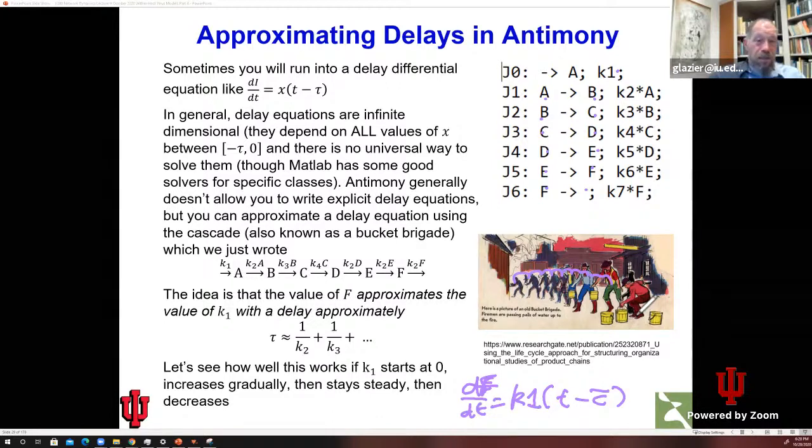What happens at the end is a little problematic. In this case, it seems that buckets are piling up at the end. If I didn't have this decay term here, that would correspond to this picture here. And I'd wind up with an arbitrary amount of water at the end. So I have to think a little bit about what I do with the end term, but that's a start. And the delay of a stack like this is approximately 1 over K1 plus 1 over K2 plus 1 over K3 plus 1 over K4.